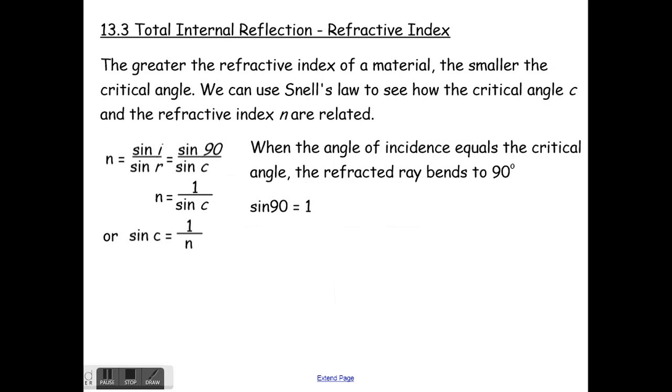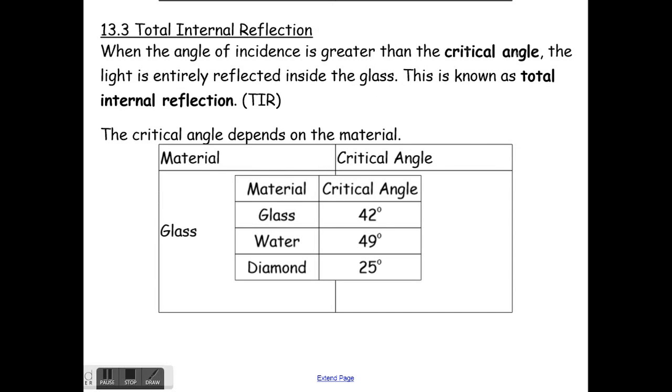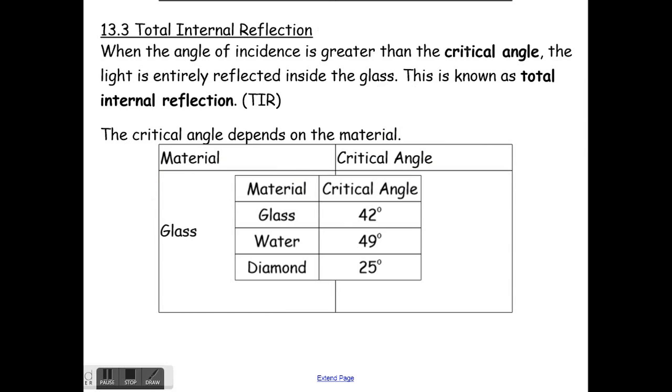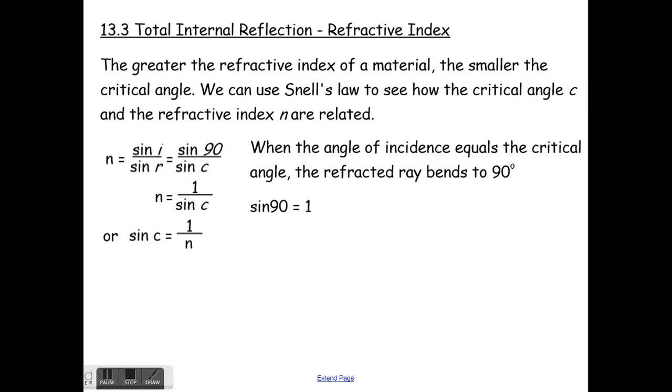So when the angle of incidence equals the critical angle, the refracted ray bends at 90 degrees. So that's where, I'll go back a couple here. So that's this point here. So when the angle of incidence is equal to our critical angle, the refracted light is parallel to the top, so it's at 90 degrees. So I can rewrite this as sine of 90 over sine of our critical angle, whatever that one happens to be.